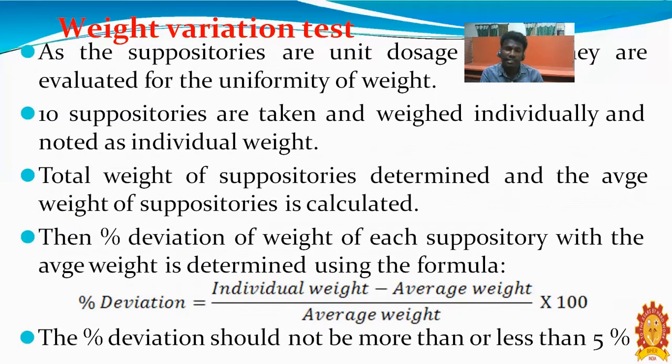Weight variation test. As the suppository is a unit dose, it is evaluated for uniform weight. Ten suppositories are taken and weighed individually, noted as the individual weight. The total weight of the suppositories is determined and the average weight is calculated. Then the percentage deviation of each suppository's weight from the average weight is determined using the formula: percentage deviation equals individual weight minus average weight, divided by average weight, into 100. The percentage deviation should not be more or less than 5%.